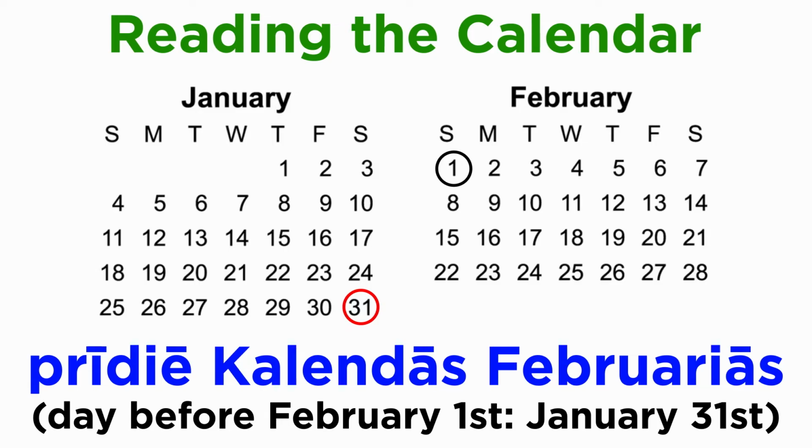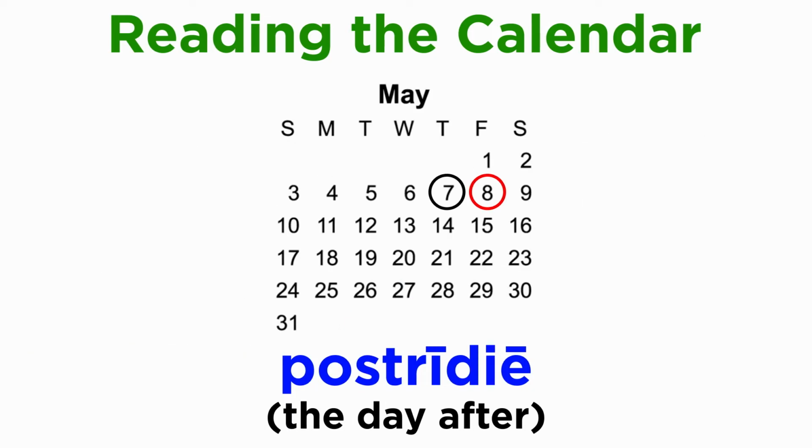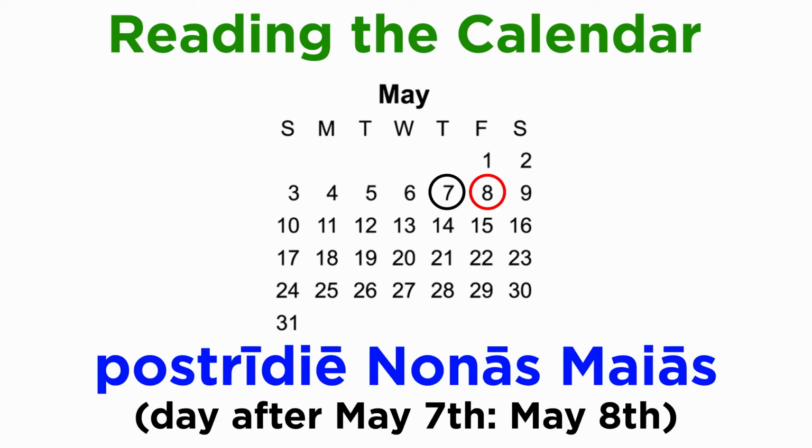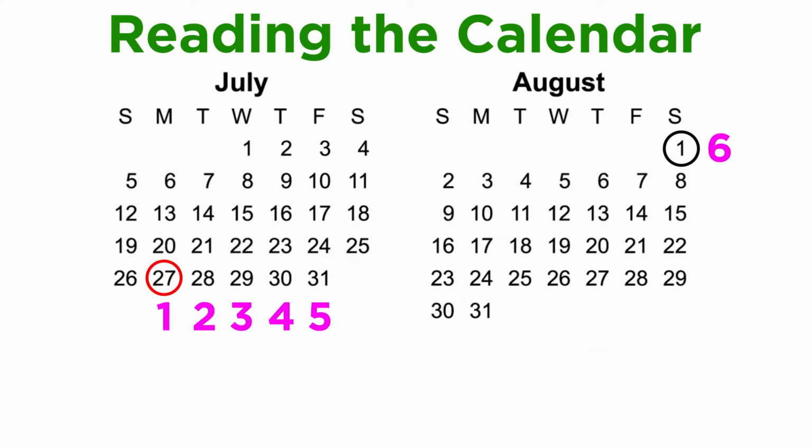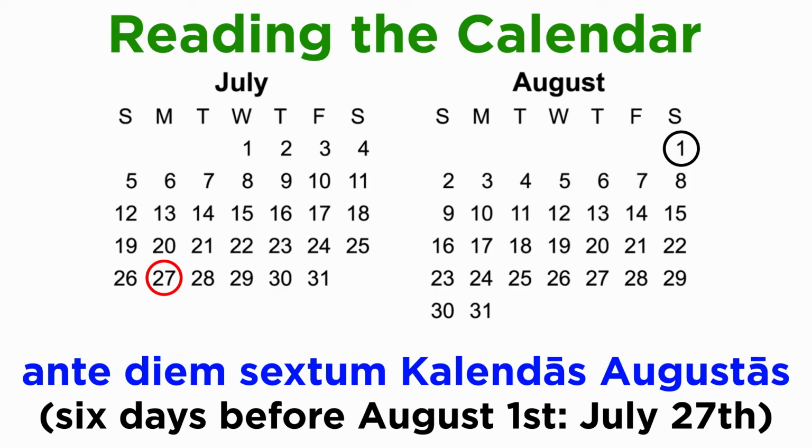This is January 31st. The day following those key dates would sometimes be indicated with postridie and the accusative, as in postridie nonas Maias, which is May 8th. All the other general days would be counted to the next special day, counting both the day you are in and the day you need. For example, ante diem sextum calendas Augustas would be July 27th.